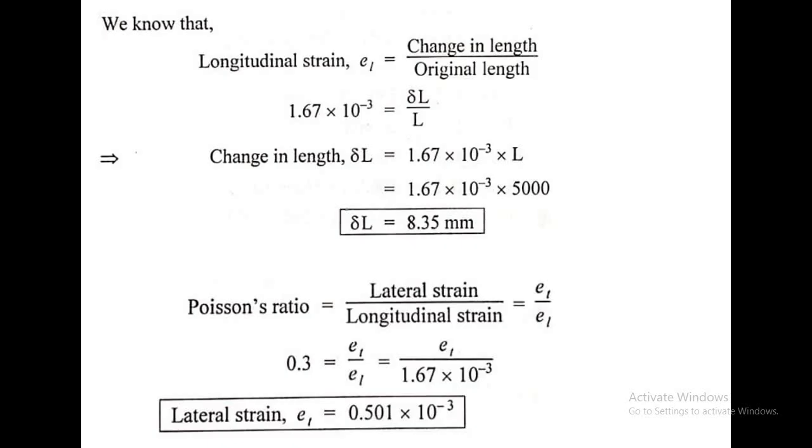We also know Poisson ratio is lateral strain by linear strain. Already we have derived the longitudinal strain, that is EL. So that is one of the known values. The unknown is lateral strain. So you keep the unknown in the left side and the remaining in the right side. Do the calculation. You are going to have 0.501 into 10 power minus 3 as lateral strain.